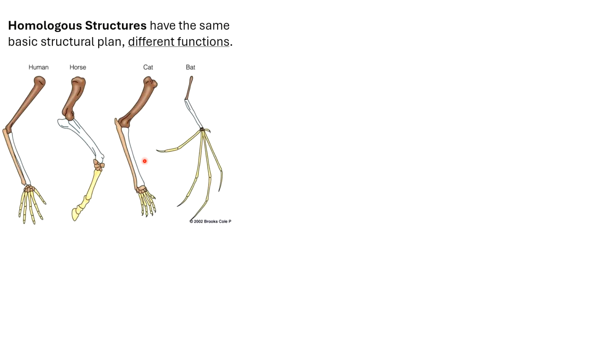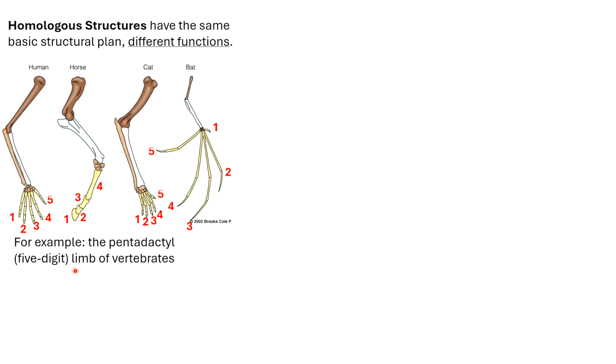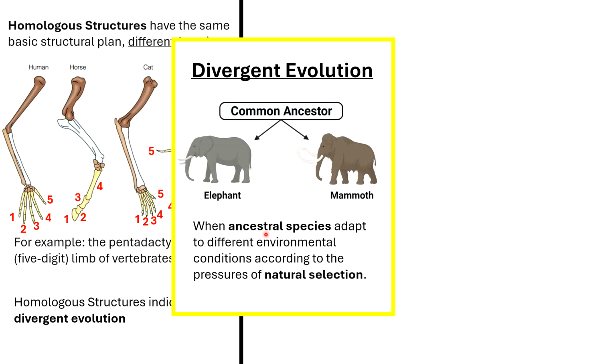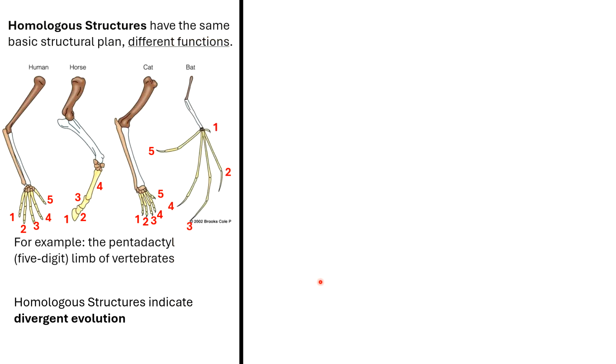Homologous structures have the same structural plan but different functions. So looking at these vertebrate limbs, we'll see that they each have 5 digits, as you can see here, 3, 4, 5. And this is a sign of divergent evolution, which is essentially when ancestral species adapt to different environmental conditions according to the pressures of natural selection. So we'll see that bats and humans each have 5 digits, but divergent evolution caused them to have different functions. So the human hand is used for its respective functions, and the bat's wing is used for flying. Okay, so this is an example of divergent evolution.